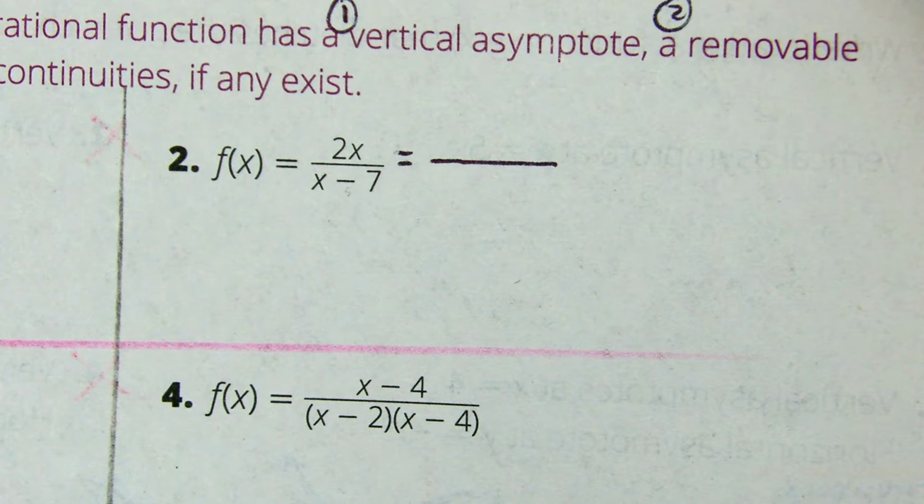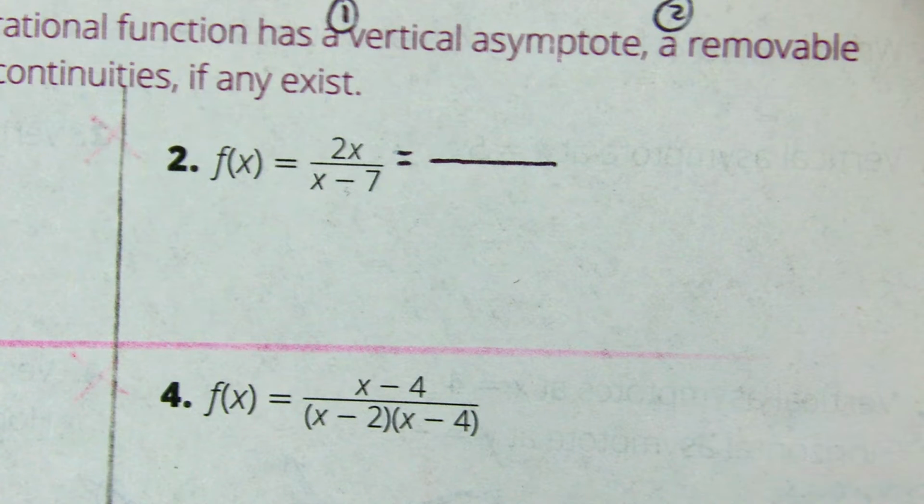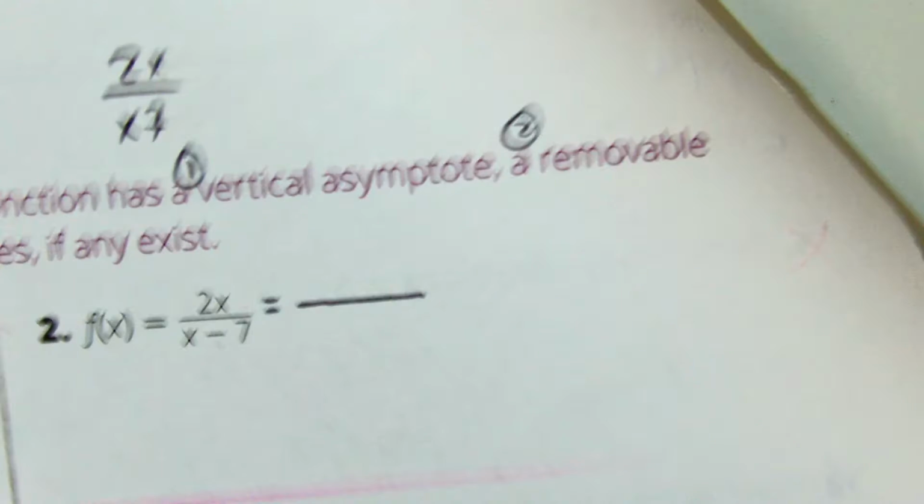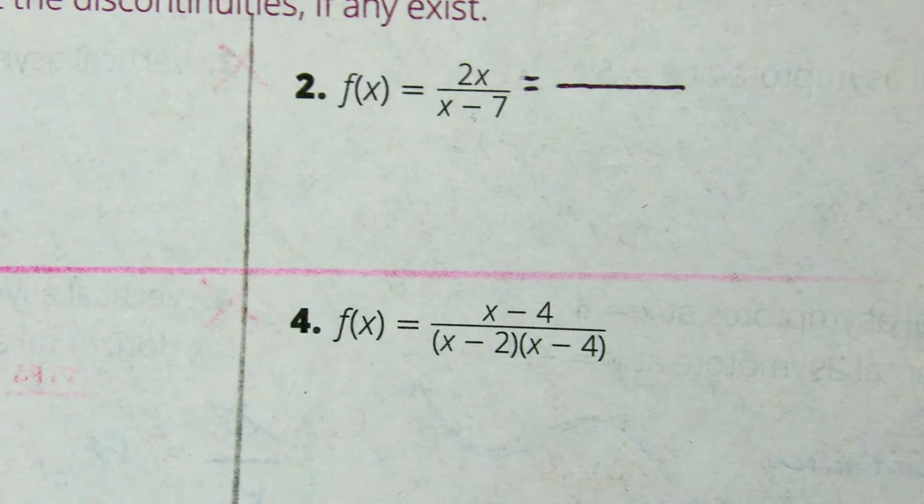Oscar, read step number 2 for us. Step number 2, cancel. Yes, it's a removable hole. Oscar, can we cancel anything there? Yes, there's the x's. Class, can we cancel the x's? No, we just described that it's not multiplication, so not canceling. Okay? Partner A, tell partner B the third step.